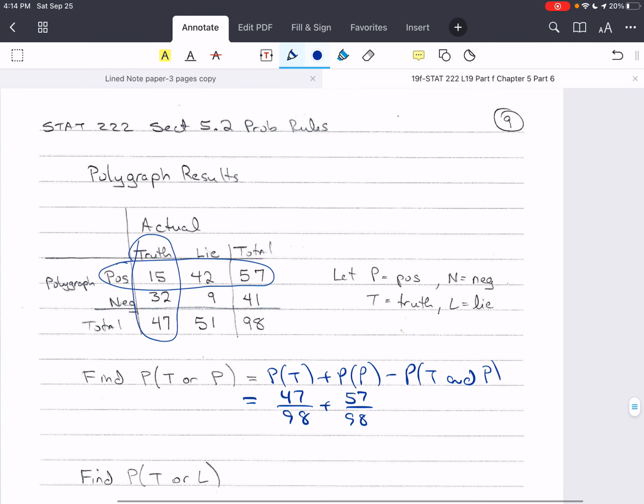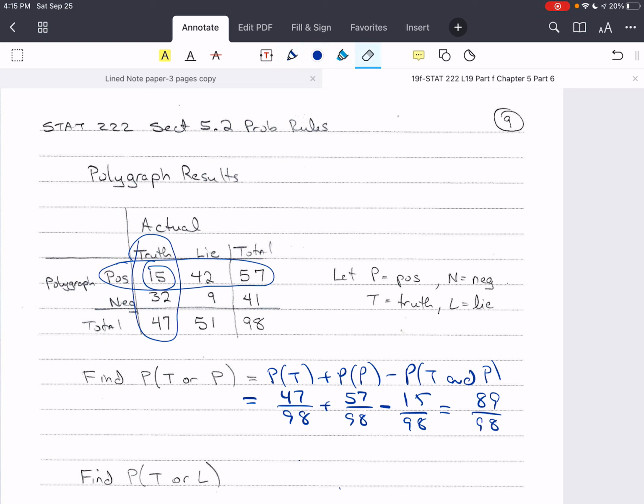Again, this is 104 over 98, so that can't be the answer. It's greater than 1. We have to do some subtraction here. It doesn't always happen that they're bigger than 1, but it can happen. So minus the probability of T and P, that's 15 over 98. And that gives us 89 over 98.